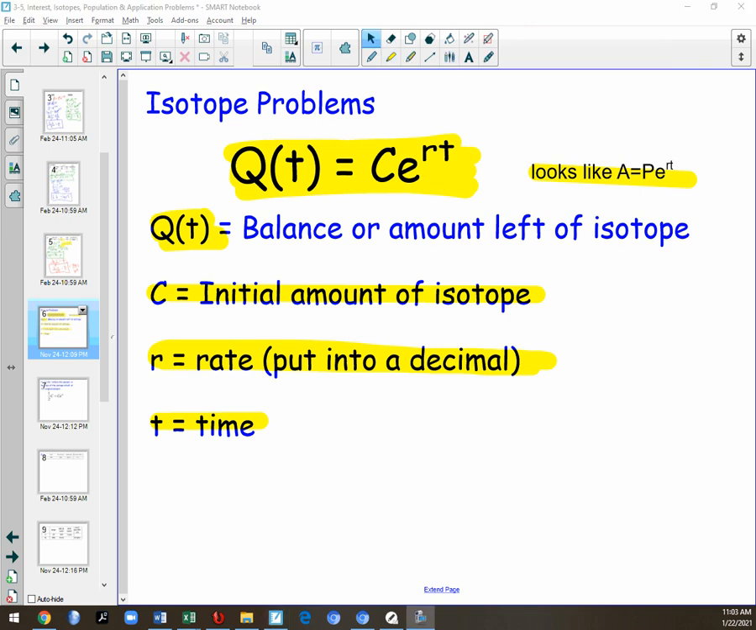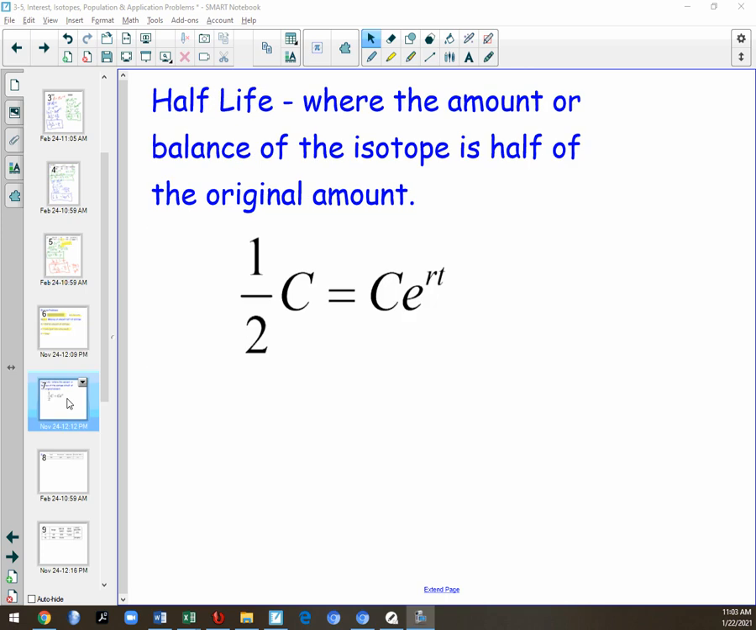So again, just make sure that your brain is understanding that all of these are looking about the same: Q of T as A, C as P, E as E, R as R, and T as T. So let's go ahead and go into this. Half-life is where basically you have half of the chemical left in your body. So this is where the balance of the isotope is half of the original amount. So instead of doubling our money, we want to know when we're going to only have half of it. Okay, so 1/2 C is equal to C e^(rt).